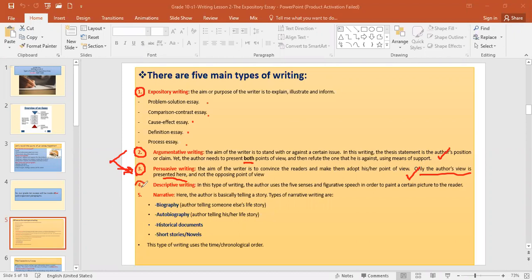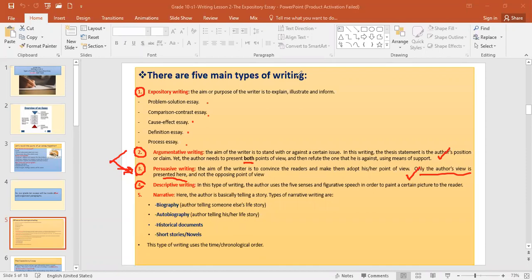Now, the fourth type of writing, Jad. Jad, okay, let's see. Fourth type of writing? Miss, I can answer. Okay, would you please answer? Miss, Jad said his mic isn't working. It's okay.